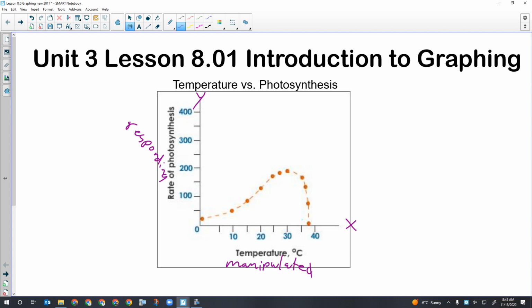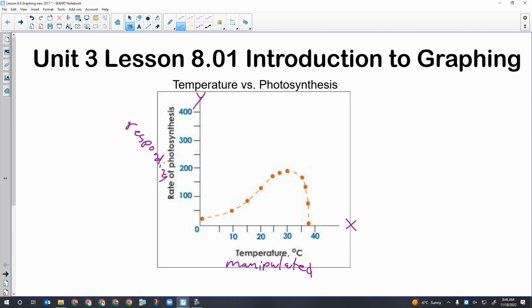Okay, so I look, and there's a title, and it says temperature versus photosynthesis. So right away I know this is an experiment about plants and the effect that temperature has on their rate of photosynthesis. If I look a little bit closer, I can see that temperature was the manipulated variable. Okay, so that means that in this experiment they probably had different plants at different temperatures. Okay, and that on the y-axis is the rate of photosynthesis.